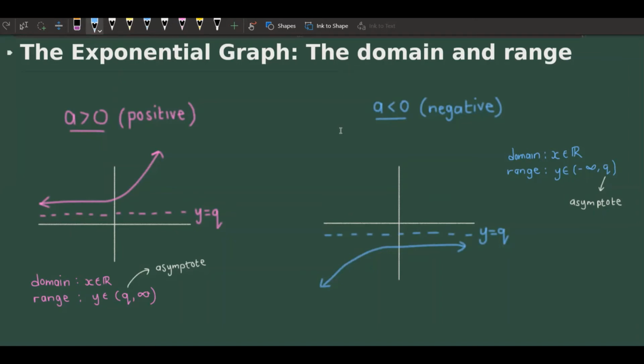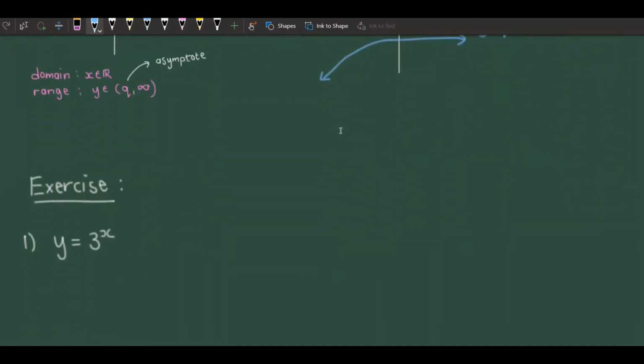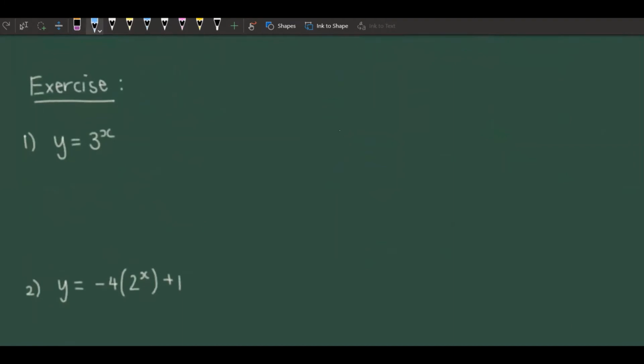Let us have a look at some examples. So over here we have y is equal to 3^x. So let us first see what is our shape parameter and what is our asymptote. So our a value is positive, and our asymptote is y is equal to 0. So our domain for any exponential graph is x is an element of real numbers, and the range is for the positive case, so it will be y is an element from our asymptote, which is 0, to infinity.